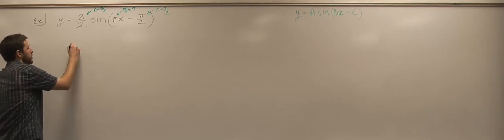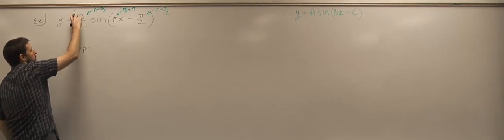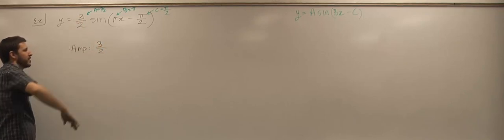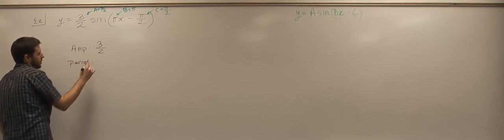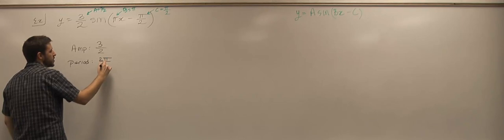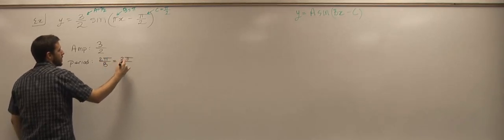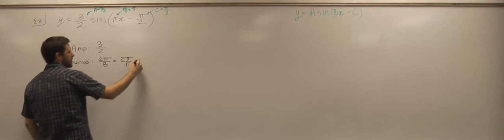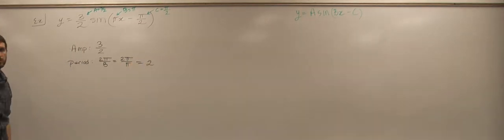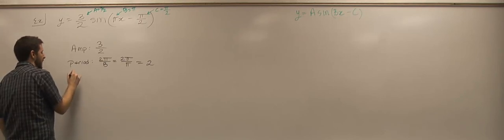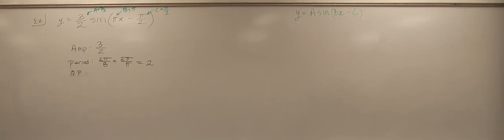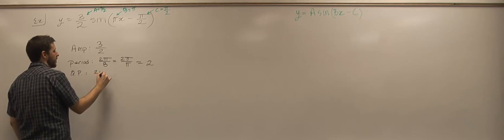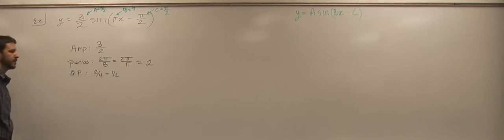Let's calculate all our values. Amplitude, 3/2. We're going to go 3/2 above and below the x-axis. Period, what's the period here? 2 pi. You do 2 pi over b in general, which will be 2 pi over pi. After cancellation, that's just 2. That's nice. Quarter period, might as well calculate that. Quarter period is the period over 4, so I'll do 2 divided by 4. 1/2.